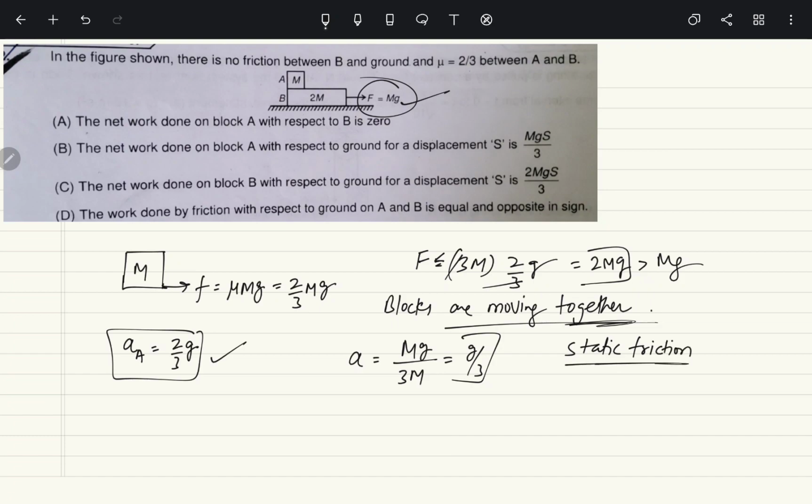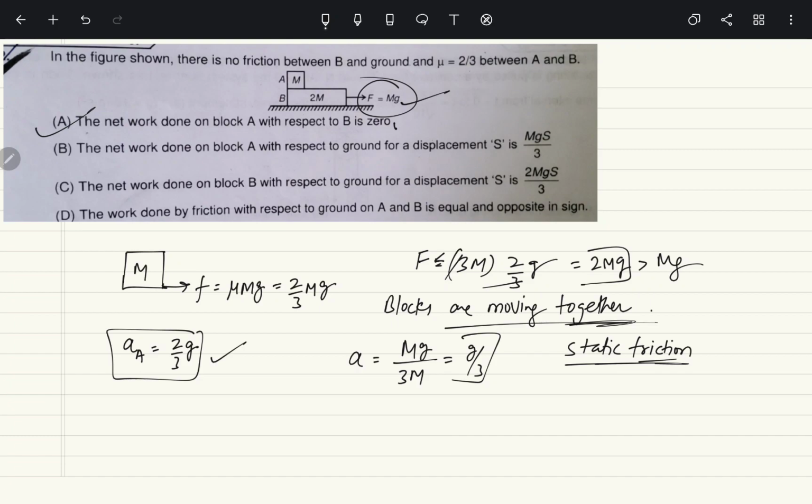So if we see the first option, the net work done on block A with respect to B is 0, so that is correct. There is no movement with respect to A, right? So there is no displacement, no work done basically. So the first option is correct.